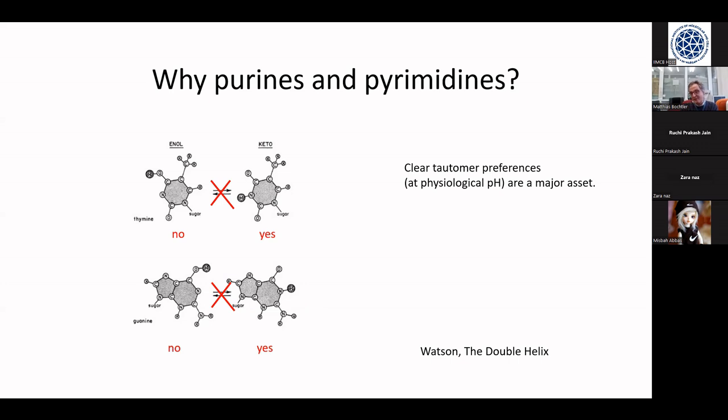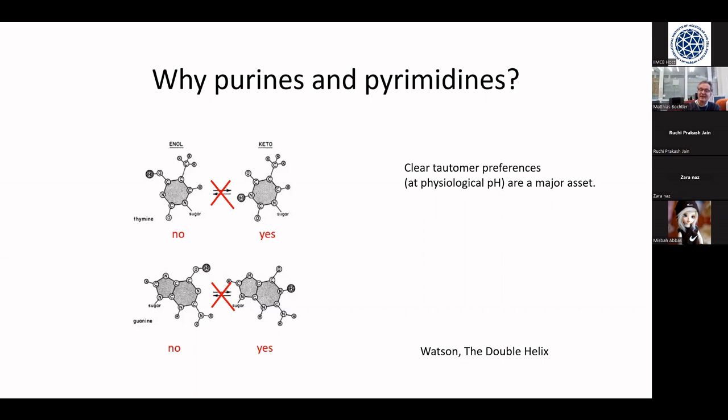And one of the classic answers to that question is actually that they are relatively well defined with respect to their tautomeric state. For that, I need to explain a bit what tautomeric state means. You can see it from this illustration from Watson's book, The Double Helix. Basically, if you have, say, in guanine, a CONH group, you could have the proton either on the oxygen or on the nitrogen. So look at the bottom diagram.